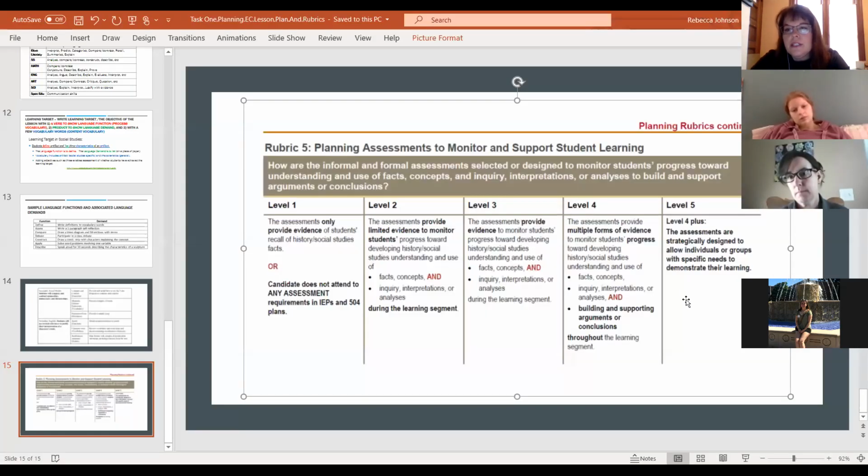And then the last, level 5, is just, is it differentiated, right? So is there a way to differentiate that?